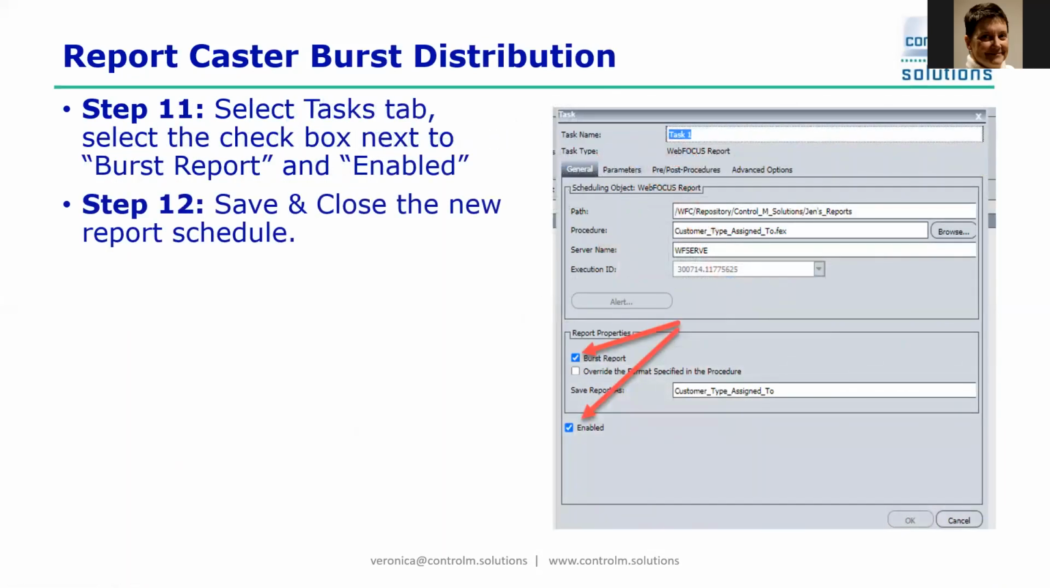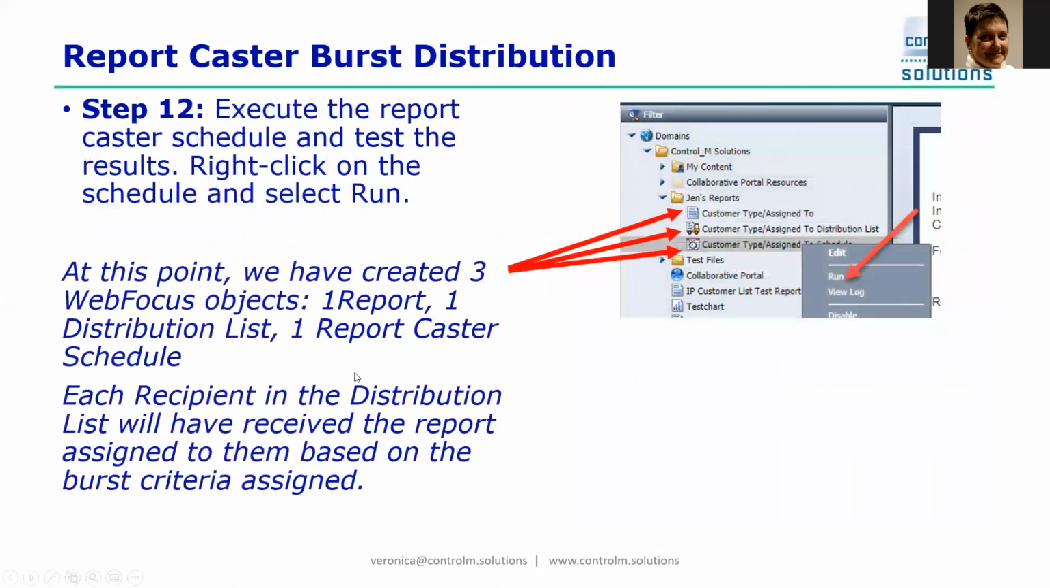This is the important one. On the Tasks tab, you'll want to make sure that the boxes are checked for Burst Report and enabled. This is very important since your report will not run without these 2 boxes checked. Go ahead and run your report in order to test it. So you'd right-click on your schedule and say Run, and you'll see the 3 objects that are associated with this report: the report itself, the distribution list, and the schedule. All these are needed for your report to run properly.